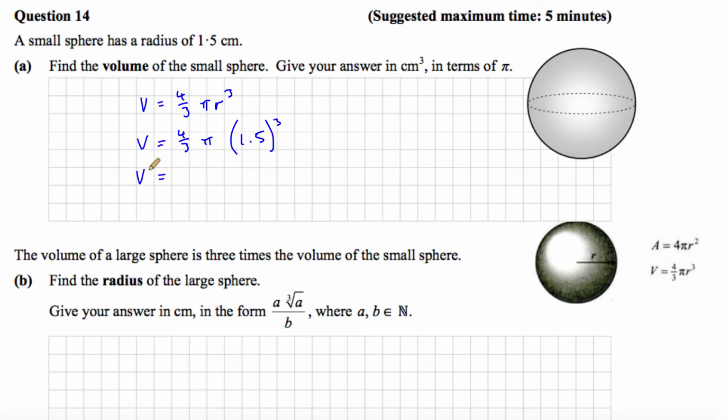So when we put this in the calculator, we get 9/2 pi, and that's going to be centimeters cubed. And remember, our answer was in terms of pi, so we leave our answer like that. We don't need to find the decimal answer.